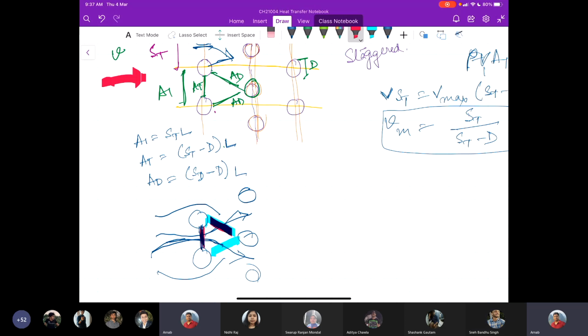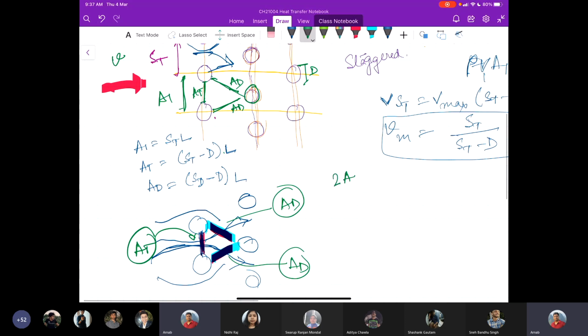So this is the flow area through which the flow can pass once it crosses this AT portion or AT area, which is this one. And these are AD. So the point is, if we have a scenario where 2 times AD is greater than AT, then the maximum velocity will occur at AT.